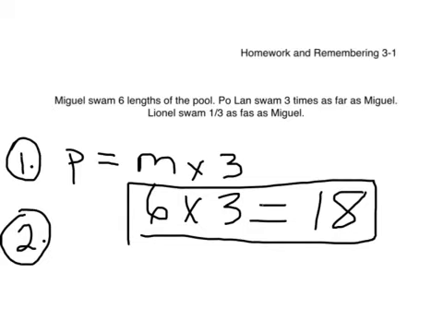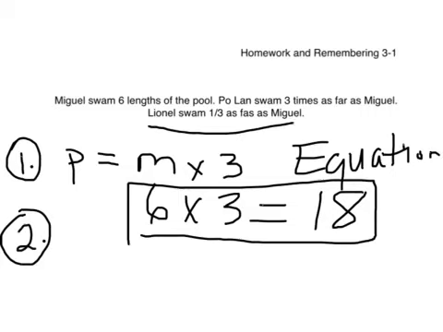Now looking at that same problem, I see that there's a second question there. Oh, nope, that's just the equation, so you're good. This is your equation. But there is a number 2, and we need to find out how many lengths did Lionel swim.